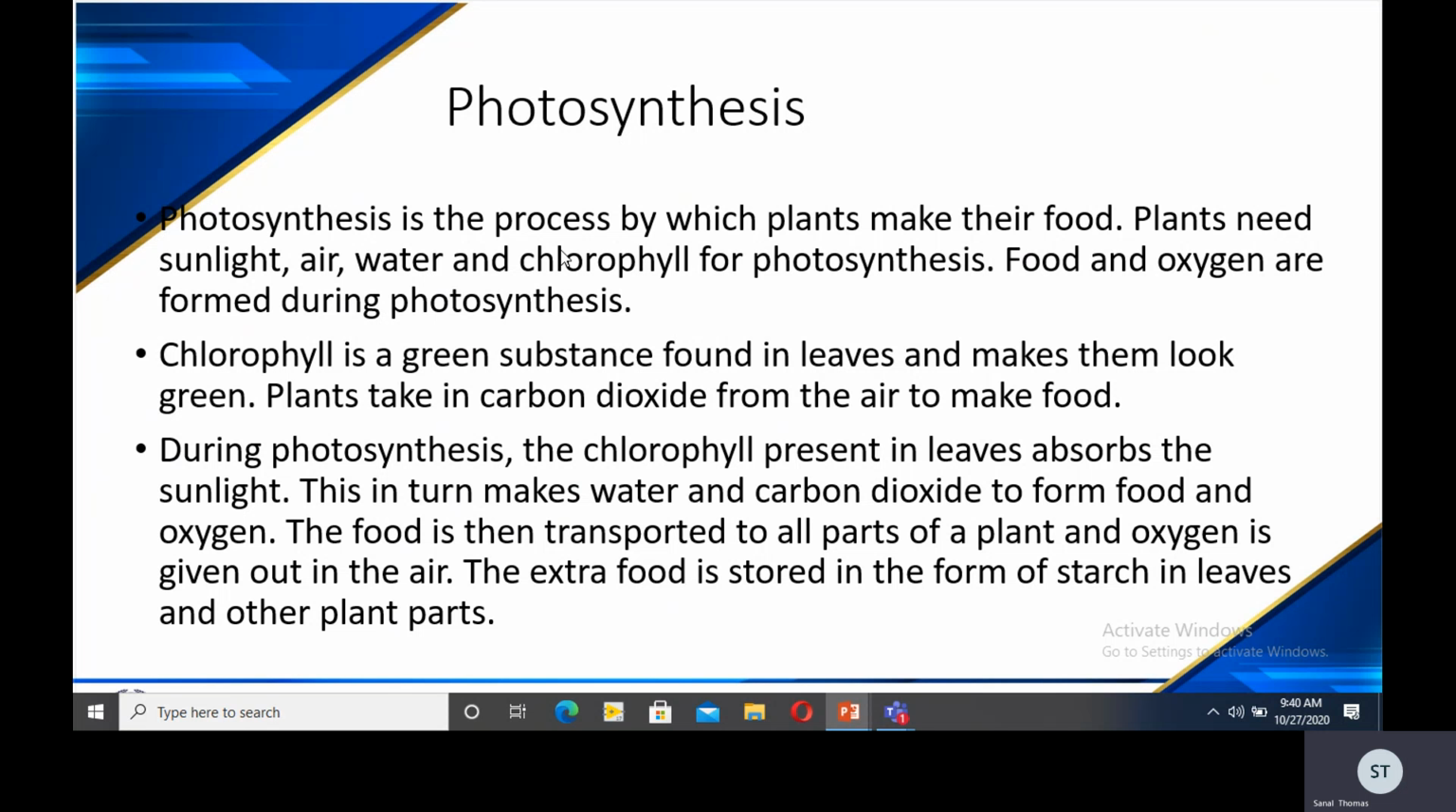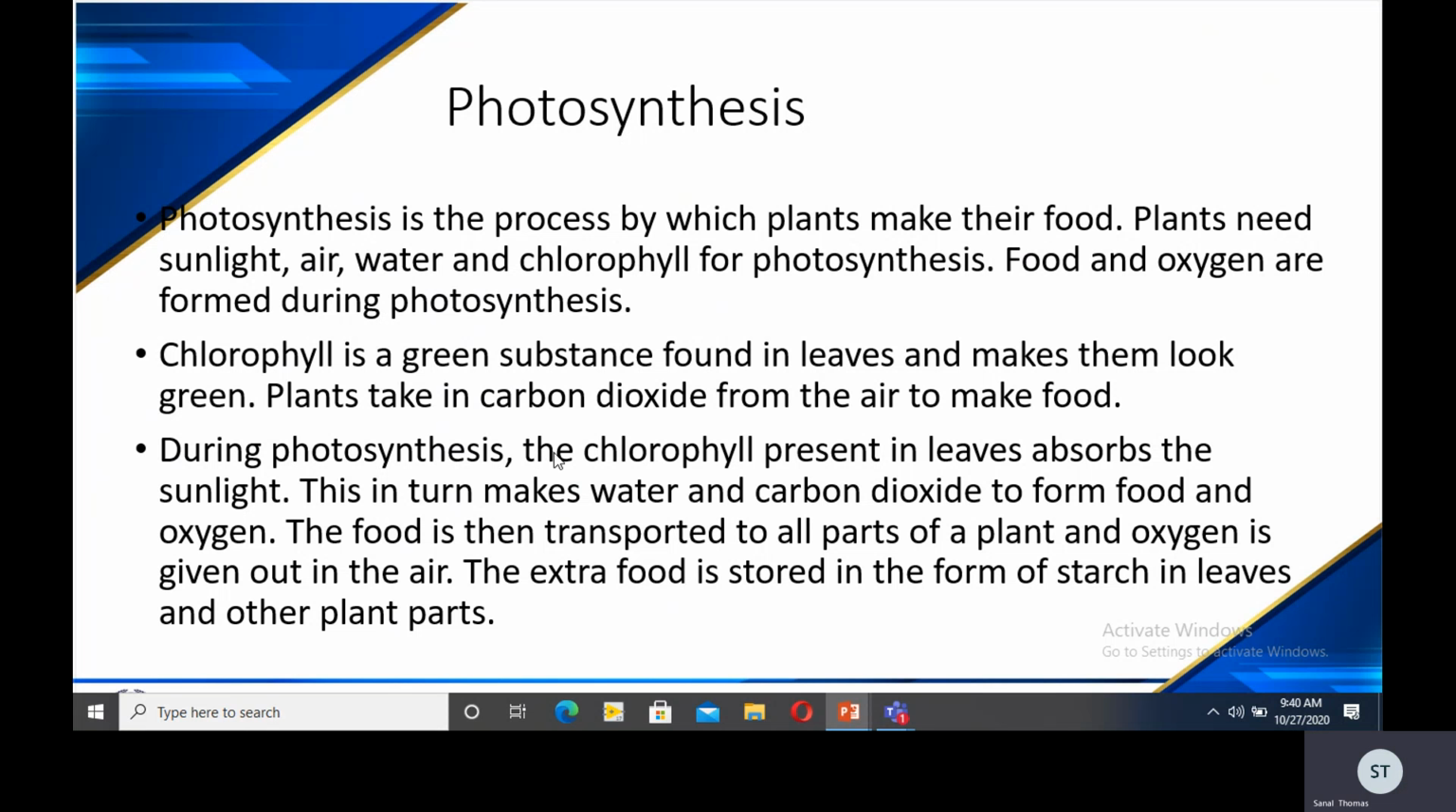Photosynthesis is the process by which plants make their food. Plants need sunlight, air, water and chlorophyll for photosynthesis. Food and oxygen are formed during photosynthesis. Then what is chlorophyll? Chlorophyll is a green substance found in leaves and makes them look green. And plants take in carbon dioxide from the air to make the food. So chlorophyll is required, air is required, water is required, also sunlight.